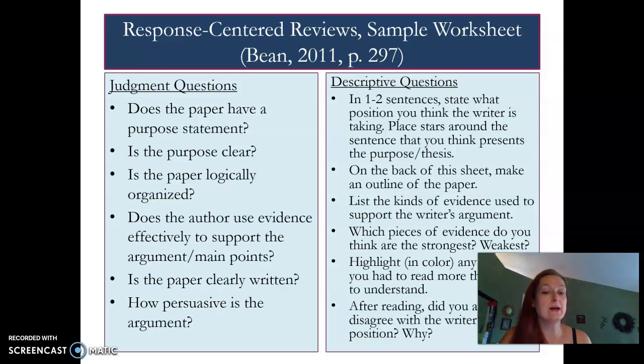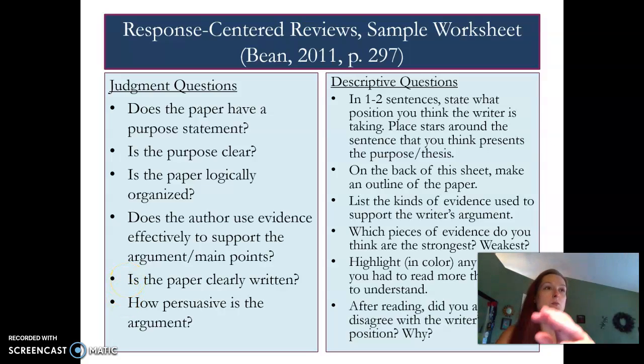Highlight in color any passages you had to read more than once to understand. That lets the reader know, oh, there might be something wiggy with the sentence structure here, or there must be something missing. After reading, did you agree or disagree with the writer's position, and why?